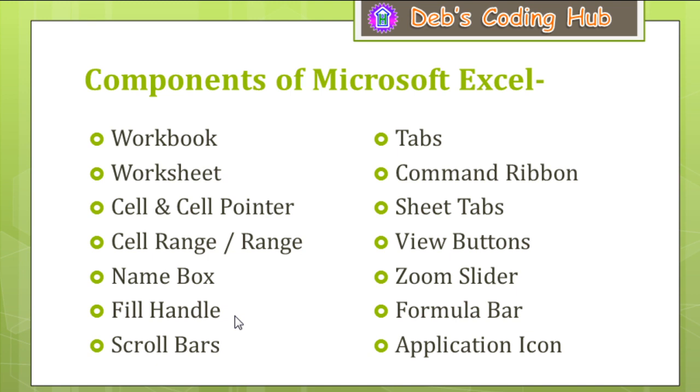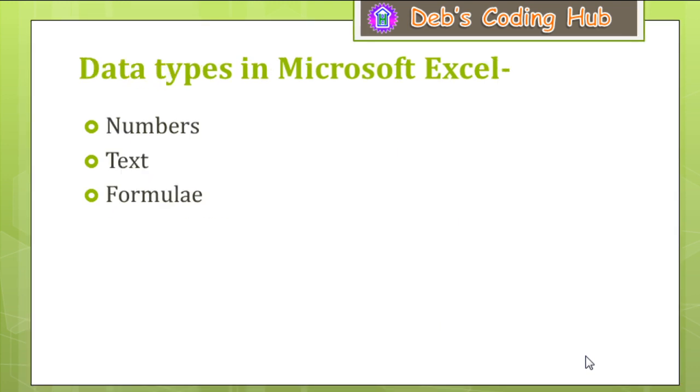Scroll bars we have already discussed. Tabs we have already discussed. Command ribbon we have already discussed. Sheet tabs I have already shown you. View buttons I have already shown you. Zoom slider is also discussed. Formula bar and the application icon is also discussed. So let us go to something else. Now, what are the different types of data that is supported in Excel?